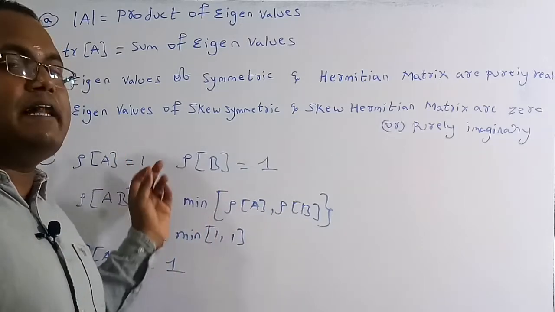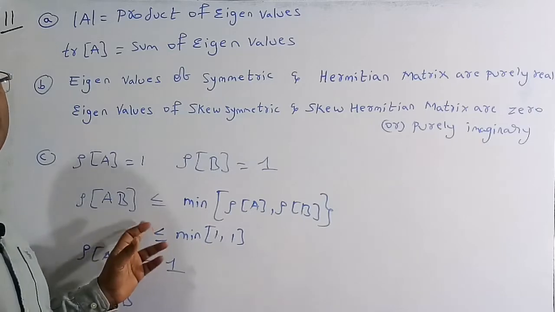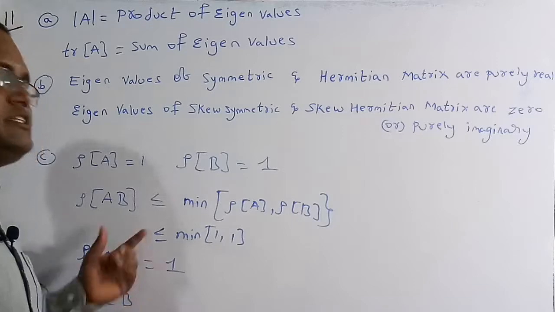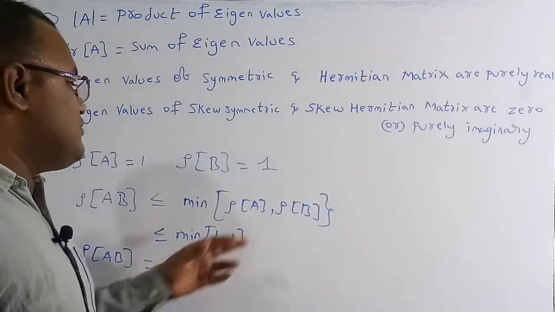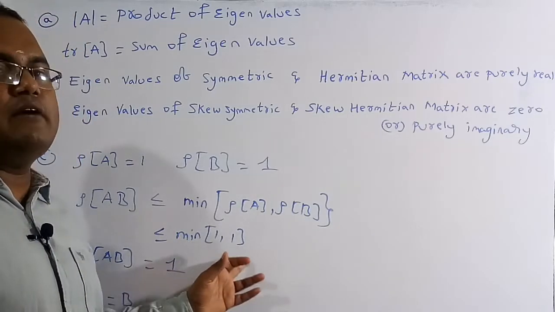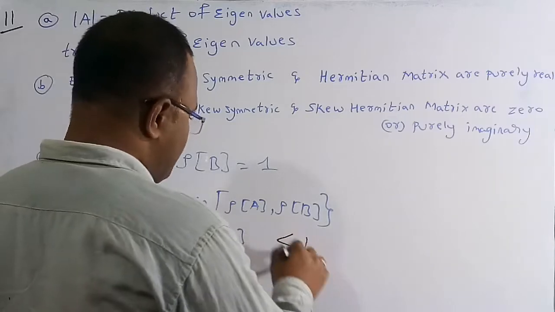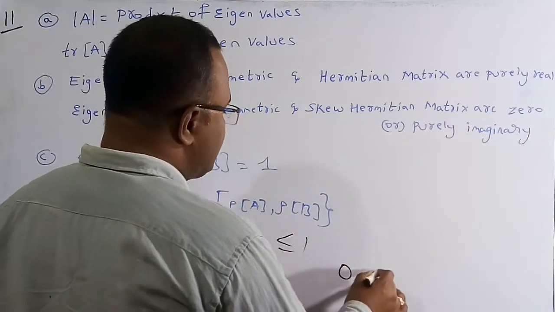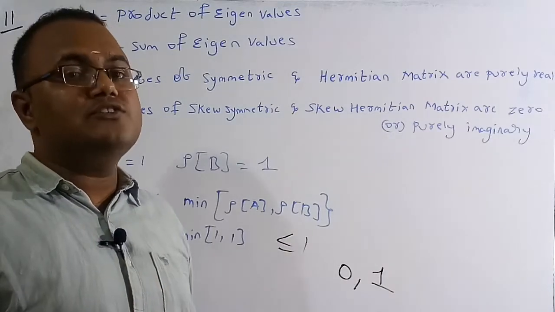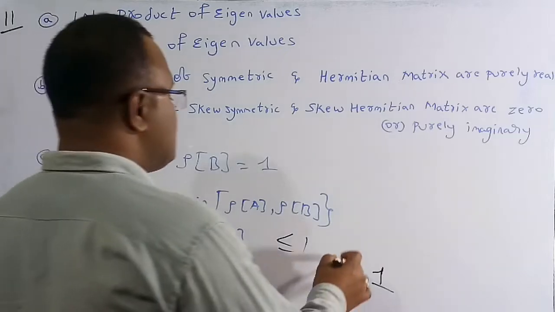But if you do the matrix multiplication of these two vectors, then the rank of A into B is always less than or equal to the minimum of rank of A comma rank of B. It's a basic property in matrices. Rank of A is 1 and rank of B is 1, so the minimum value of 1 comma 1 is 1. So the rank should always be less than or equal to 1, which means it can be either 0 or 1. But AB is a non-zero matrix, and for a non-zero matrix the rank cannot be 0. So that is wrong.